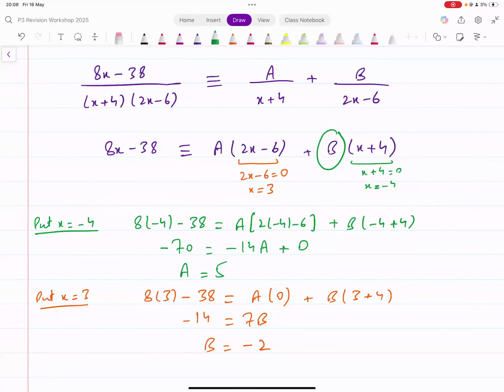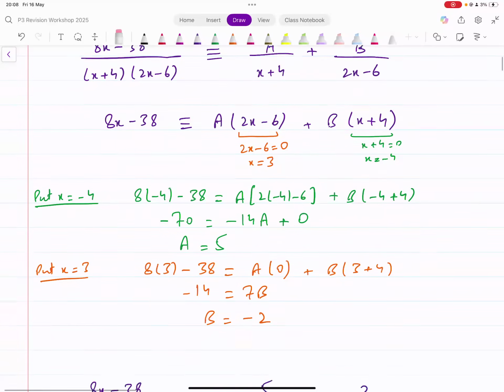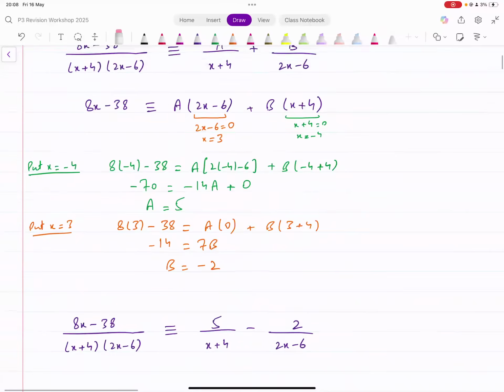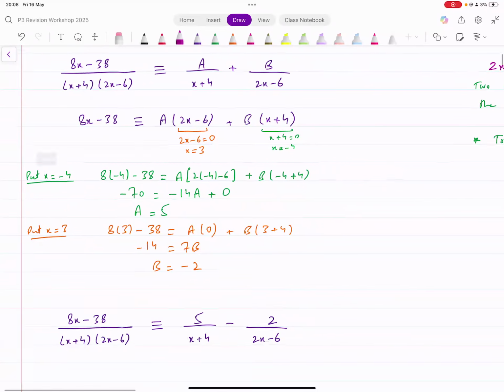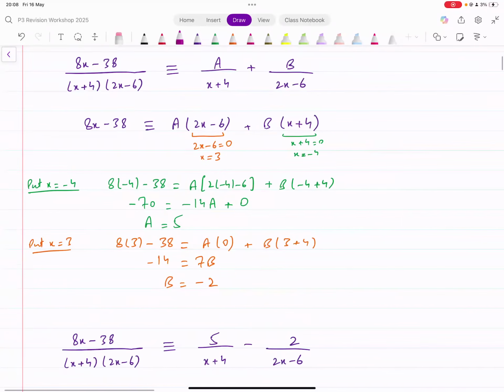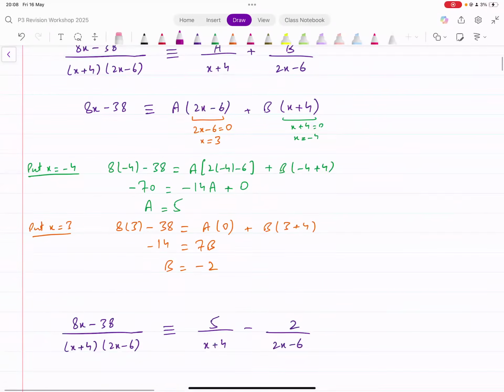We input the value of x as -4 in the rest of the terms and solve that equation to find the value of a. We get the values of a and b, and that gives us the partial fractions that we were looking for. 5 over x plus 4 minus 2 over 2x minus 6. And that's our final partial fractions that we get from this. Okay, that's the process that we follow for this.